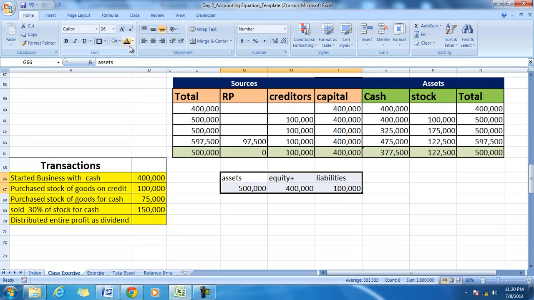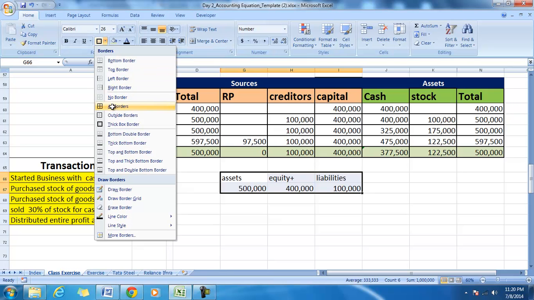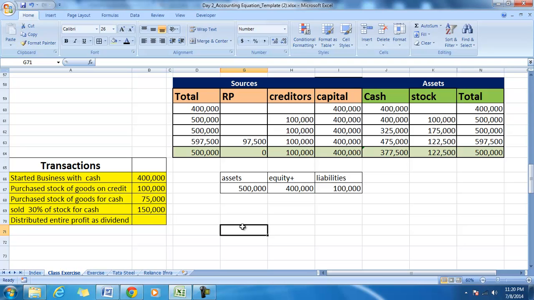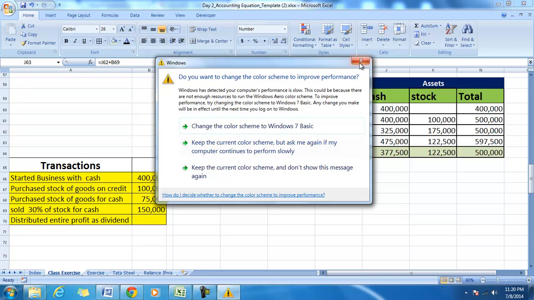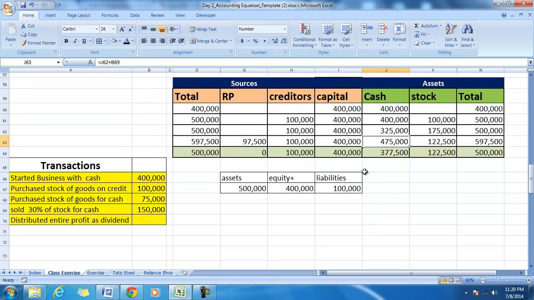So converting a business decision or a set of business decisions into the accounting equation is what we have seen here, and we did it by using important assumptions or accounting principles called the business entity concept, the accrual concept, and the matching concept. For example, while finding profit, we have determined the corresponding cost of the goods sold. Thank you very much.